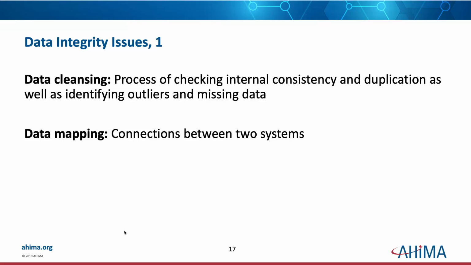Is there a process in place of checking internal consistency and duplication, as well as identifying outliers and missing data? Is there anybody looking at the contents of the information to make sure that we're not missing something? That if we've got some really strange outliers, that we're following up on why this is happening or who's doing what? Is there a trend here we need to be aware of?